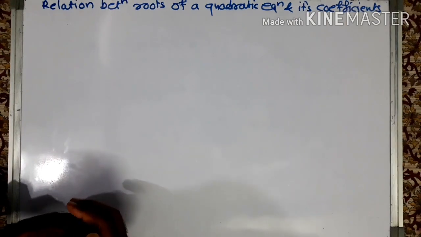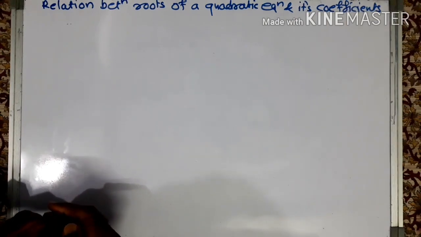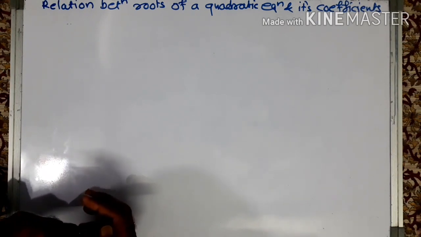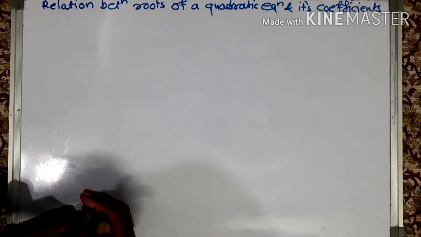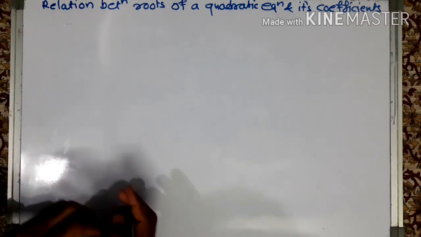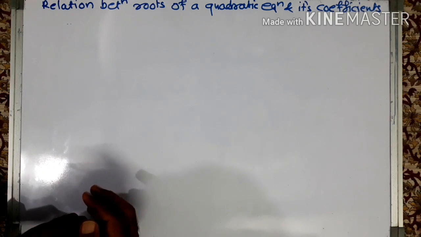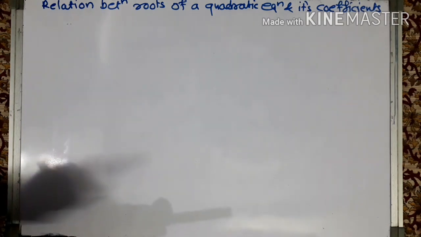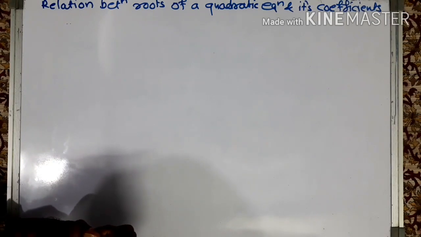Good morning students. In this video we are going to learn about the relation between roots of a quadratic equation and its coefficients. Students, we have learned to find the roots of a quadratic equation through different methods. These methods are the factorization method, the completing square method, and the formula method. Now let us learn about an interesting fact: there is a relationship between the roots and coefficients of a quadratic equation.